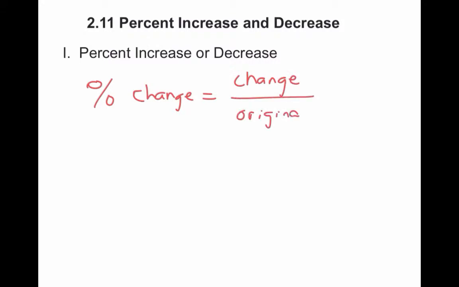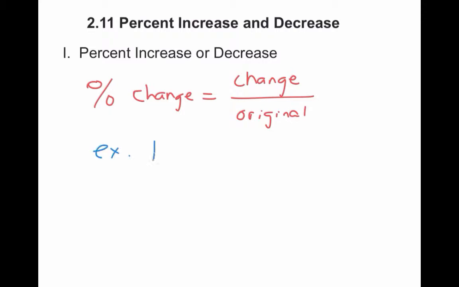So I want to start out just by giving an equation. I'm going to put it in red for dramatic emphasis. The percent change: if you're trying to find the percent change in something, it's going to be the change divided by the original. So the change, how much something goes up or down, divided by the original amount. And I'm just going to throw in a couple quick examples.